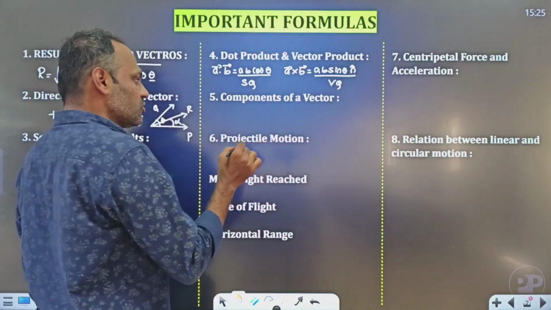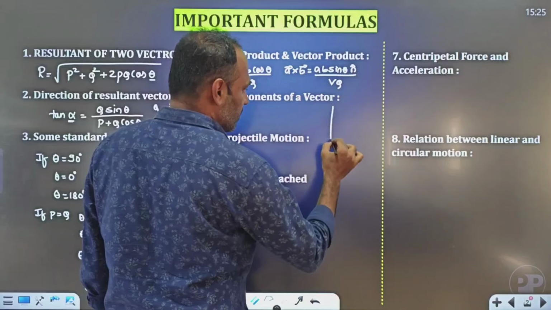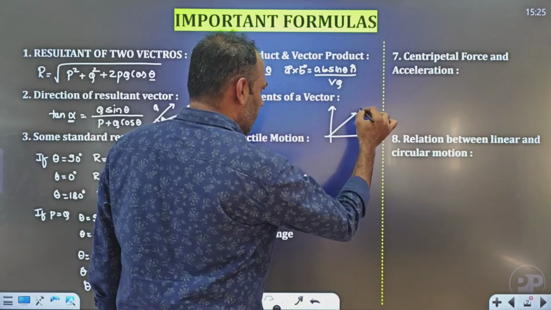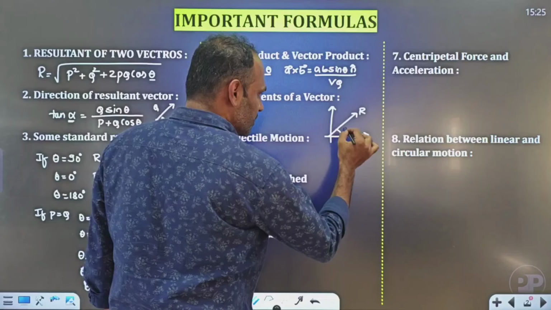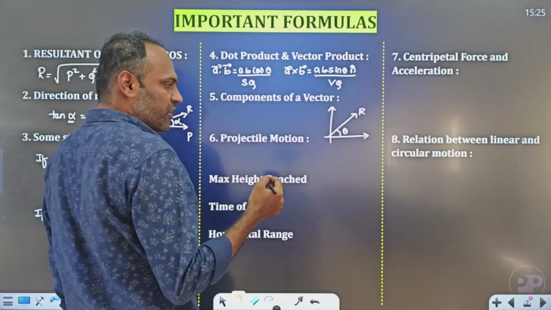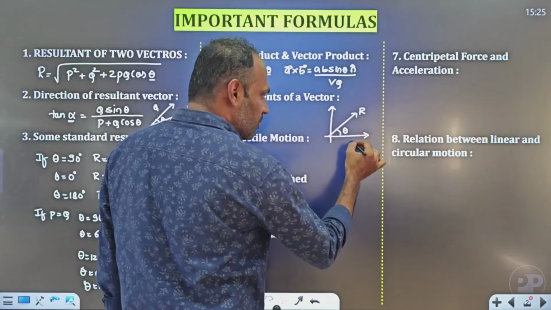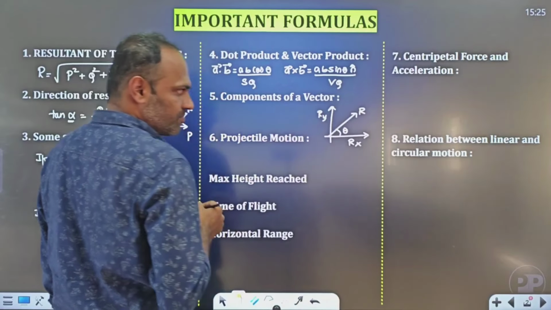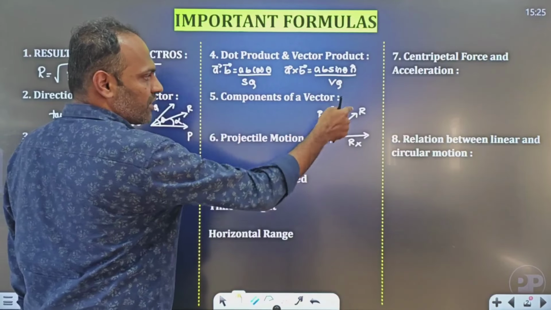Component vectors, see resolution of vectors you must have seen, you know this very well. So if there is a vector here called R, and if the angle is with respect to x axis, one component of this R will be along x axis and one component of this R will be along y axis. Right, so these are called component vectors of R.